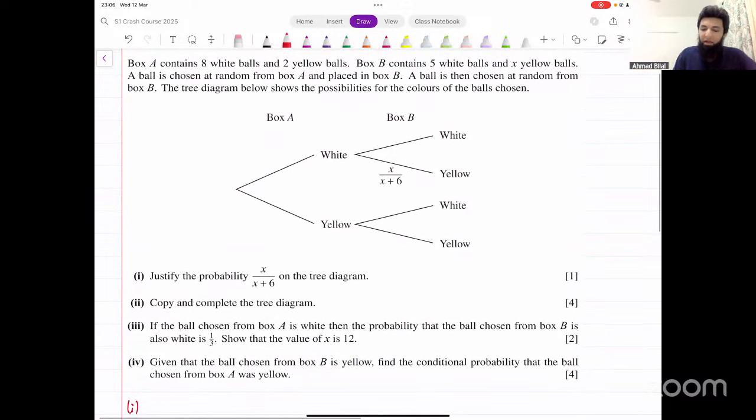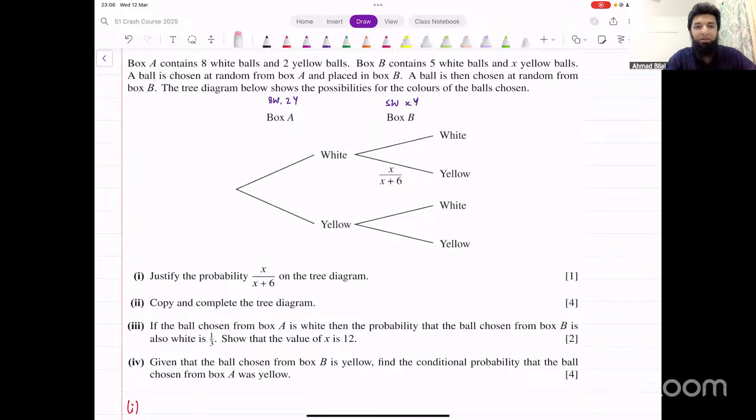But let's try this. We have 2 boxes. Box A contains 8 white balls and 2 yellow balls. 8 white and 2 yellow. And box B contains 5 white balls initially and X yellow balls. A ball is chosen at random from box A and placed in box B. A ball is then chosen at random from box B. The tree diagram below shows the probabilities for the colors of the balls chosen. Justify this probability X over X plus 6 on the diagram. Where does this probability come from?